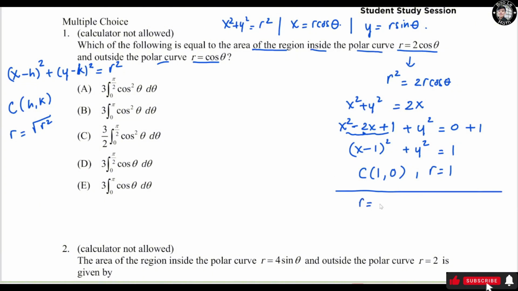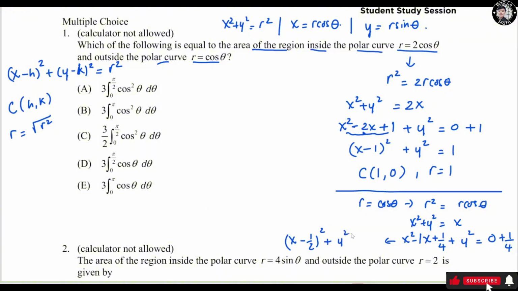Similarly, I have r equals cosine theta, right? Multiply both sides by r, so it can be r squared equals r cosine theta, right? So it can be x squared plus y squared equals x, right? So it can be x squared minus x plus y squared equals 0, right? Now take the middle term right here, it's 1, divided by 2 and squared. So basically you just add 1/4 to both sides, right? So this one becomes (x minus 1/2) squared plus y squared equals 1/4, right? So you have the center is going to be (1/2, 0), and the radius is going to be the square root of 1/4, which is 1/2, right?